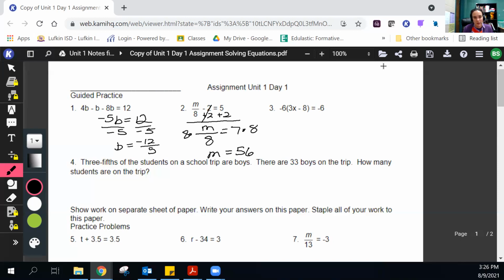And then number 3, we've got negative 6, parentheses 3x minus 8, close parentheses, equals negative 6. So we need to distribute that negative 6 to both parts of what's inside of parentheses. Negative 6 times 3x is a negative 18x. And negative 6 times negative 8 is a positive 48, equaling negative 6. And then we're going to subtract 48 on both sides.